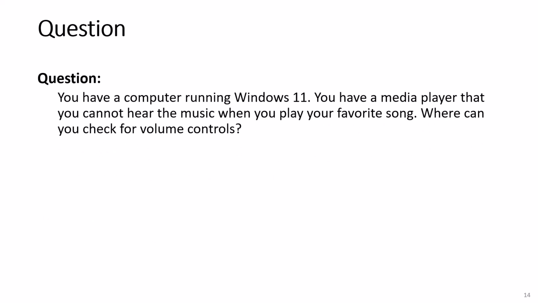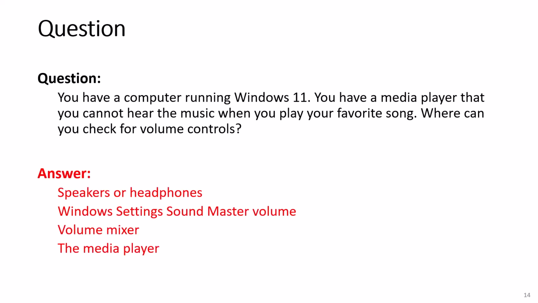Question: you have a computer running Windows 11. You have a media player, and you cannot hear the music when you play your favorite song. Where can you check for volume control? Answer: speakers or headphones, Windows settings, sound master volume, volume mixer, and the media player.